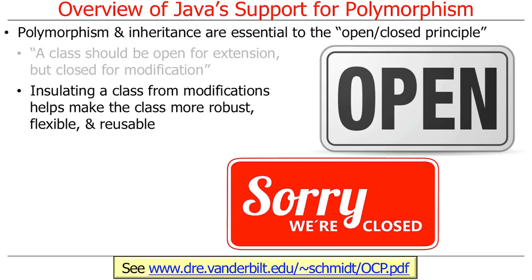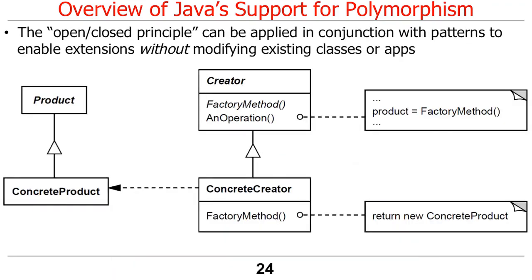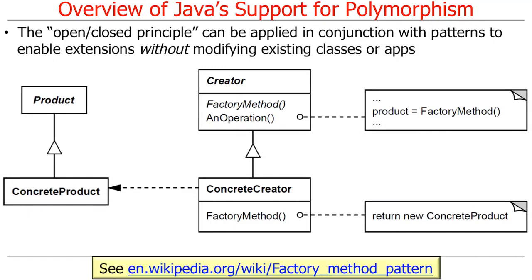In particular, the open-closed principle can be applied in conjunction with various patterns, such as factory method, which defines an interface for creating an object but leaves it to the implementation of that interface to decide which class to instantiate. In this case, the polymorphic methods of a class can be customized without modifying its existing source code or modifying the source code of apps that use instances of the class.